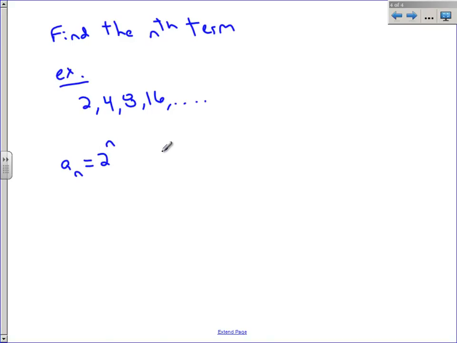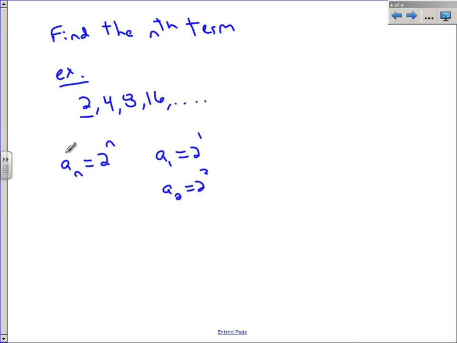Let's make sure this is right. Plug 1 in for n, you get 2 to the first. Is our first term 2? Yes. Plug in 2 for n. What do you get? 2 squared. 4. So whenever I plug in 1 for your formula, I better get the first term. And when I plug in 2 to your formula, I better get the second term, and the third term, and fourth term, and on and on and on, like that.